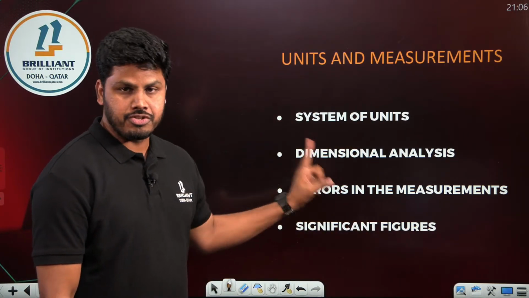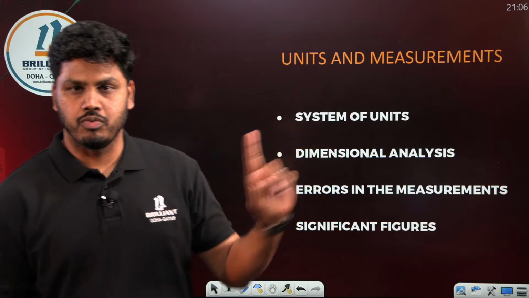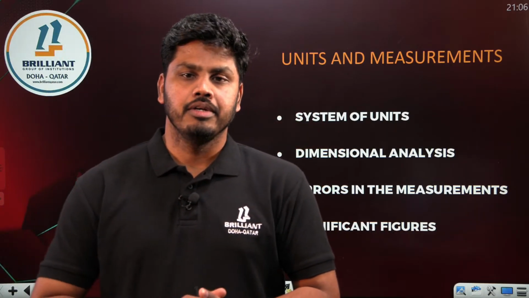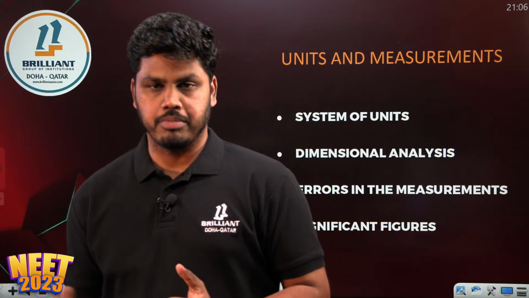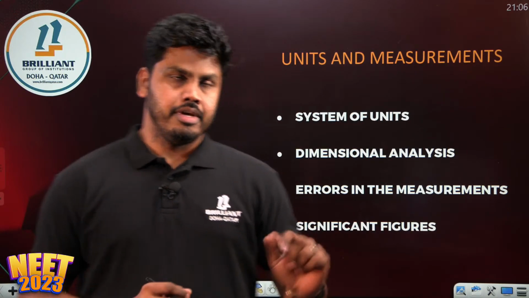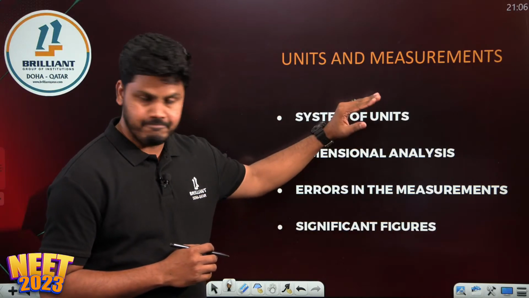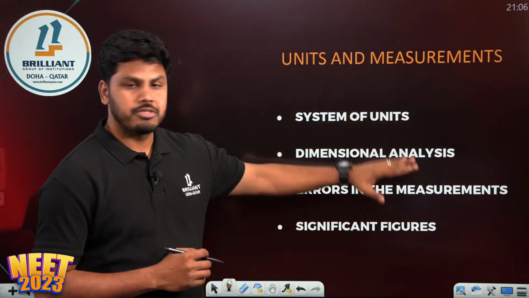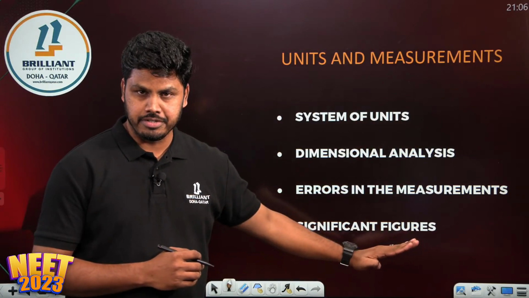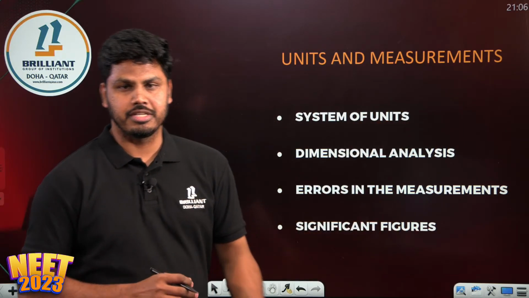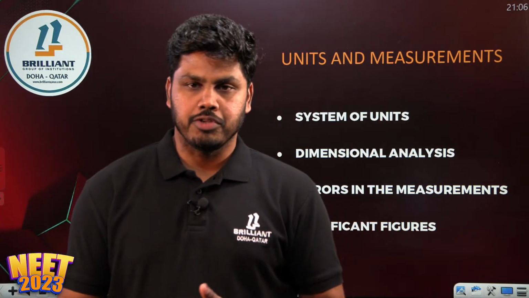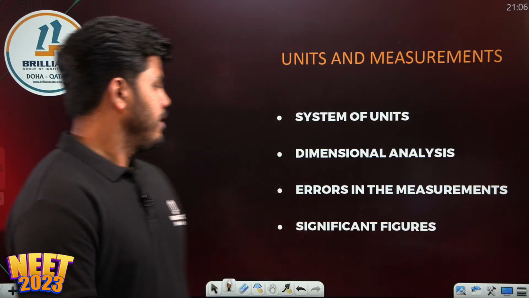From this chapter, units and measurements, we expect an average of 1 to 2 questions for NEET. When you go through the past papers, you can see 1 or 2 questions every year from units and measurements. Sometimes it can be from dimensions or from errors, or basic unit systems. So anyway, we expect an average of 1 to 2 questions.